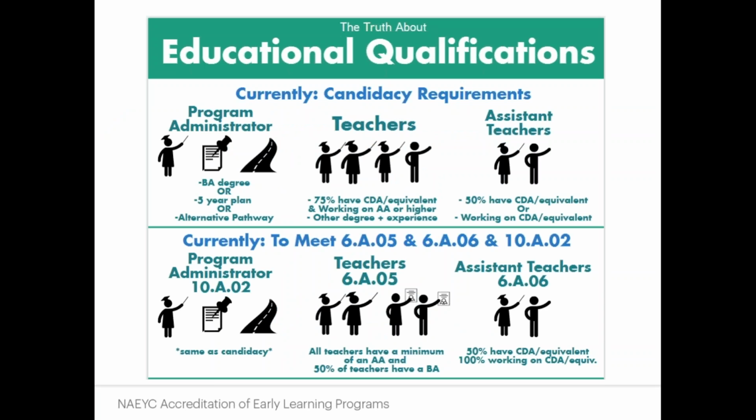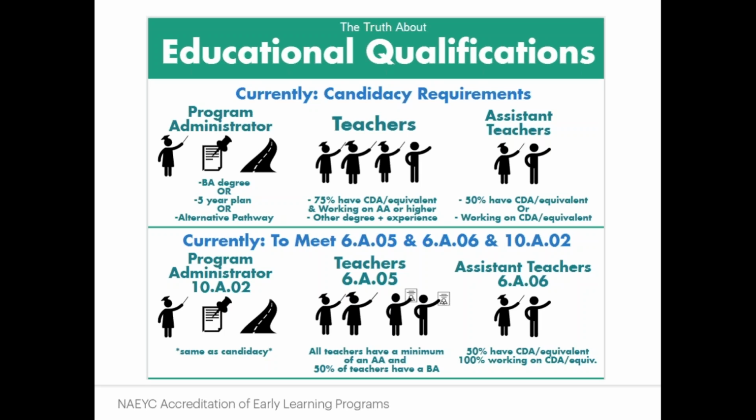When looking at the educational qualifications within the NAEYC accreditation system, there are 2 points at which candidacy requirements and criteria assess staff qualifications. Education qualifications for teachers, assistant teachers, and program administrators are assessed in 10A02, 6A05, and 6A06.